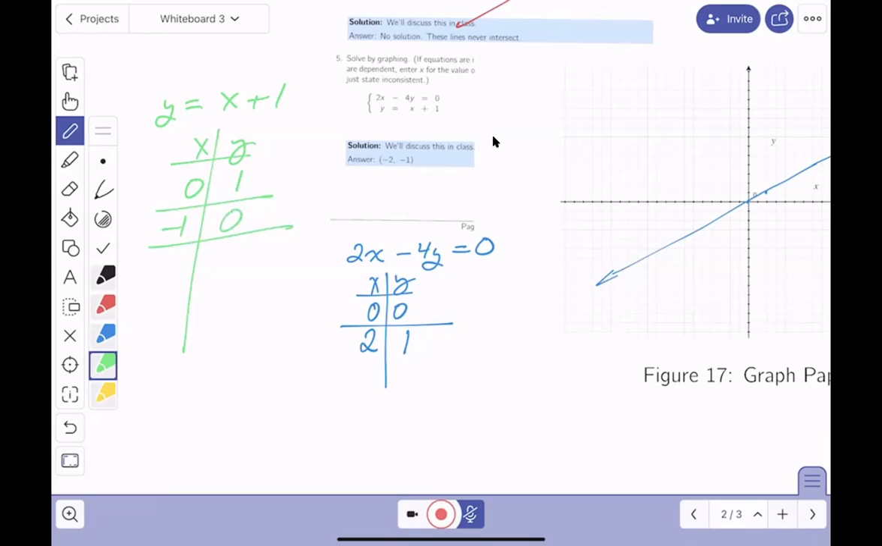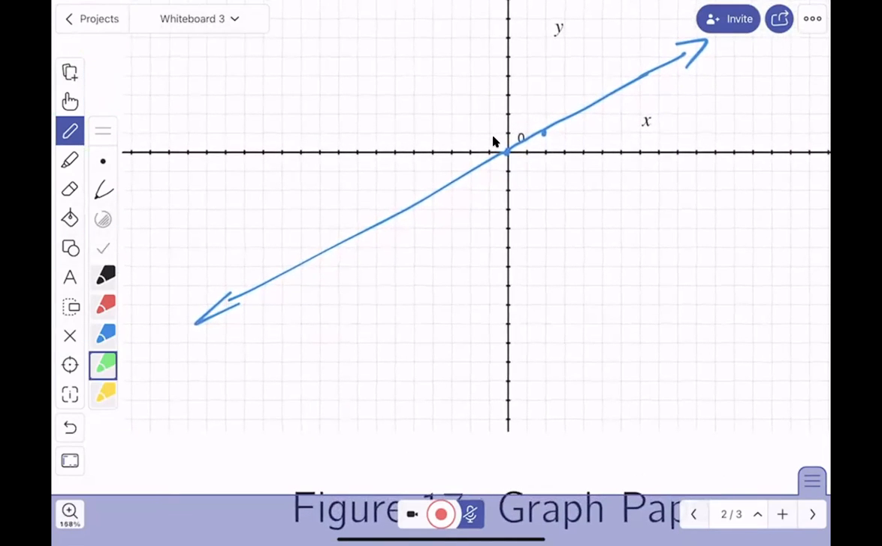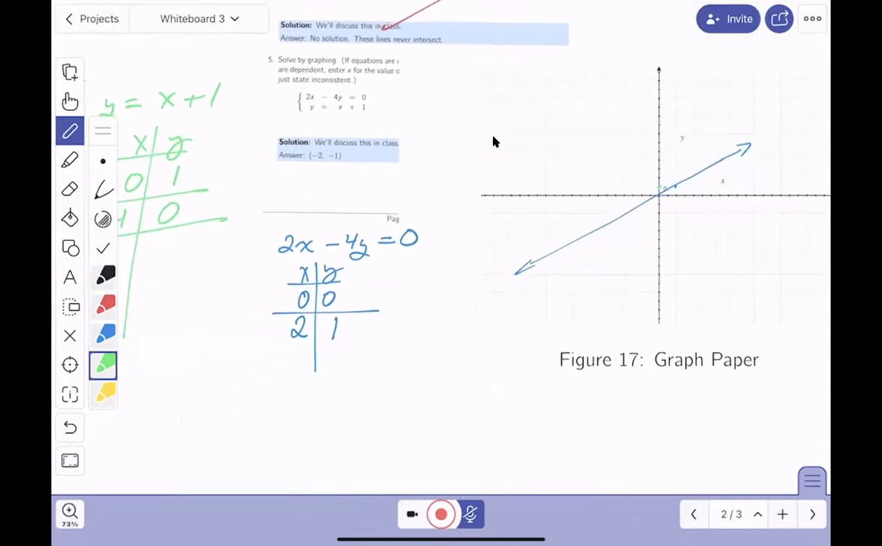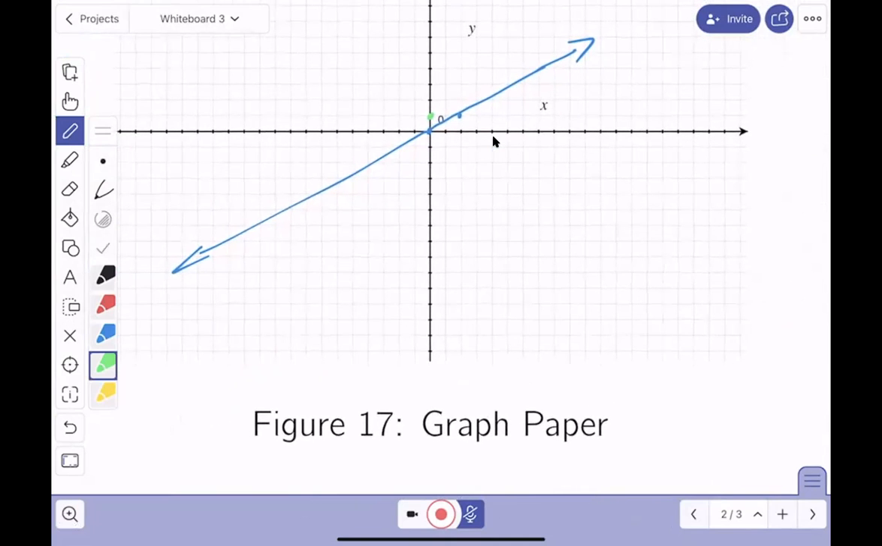Let me plot those 2 points, 0, 1. Put that over here. And what was the other point? Minus 1, 0. It's going to be a tough one, isn't it? A really tough one. Yeah, looking at that, I know they intersect. The slopes are different.